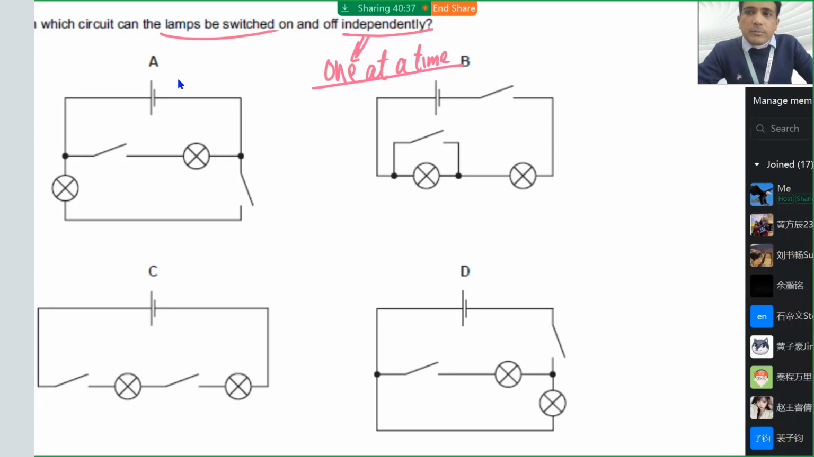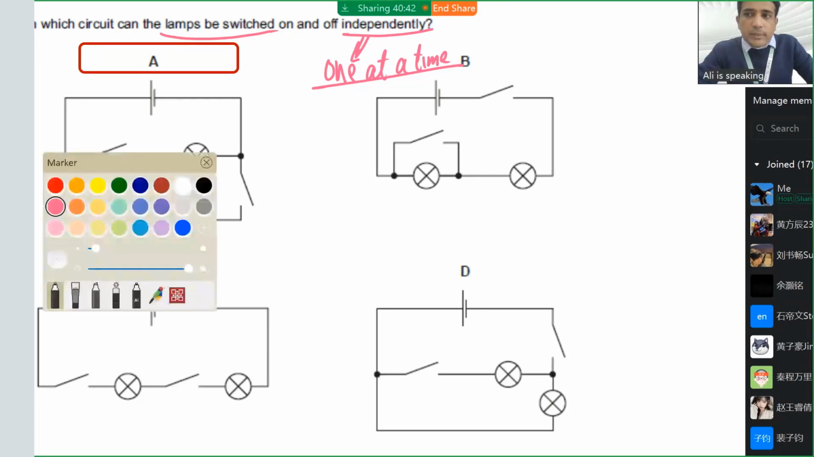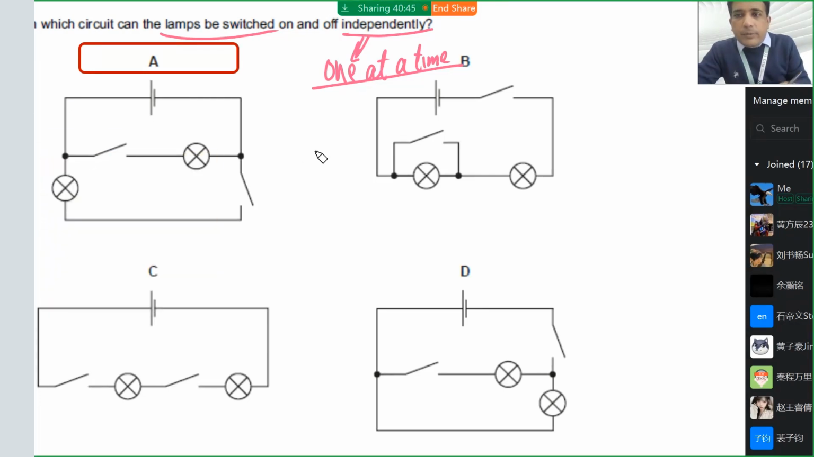Okay, so let me show you, the answer for this question should be A. So let me explain to you why this is the answer. If I close this switch, for example, you will see this lamp will be on, this one will be on. Now if I open this switch and we close this switch, you will see this one will be off and this one will be on. So you can switch independently, you can switch one at a time. So this is one thing you need to understand. So the answer is this one.